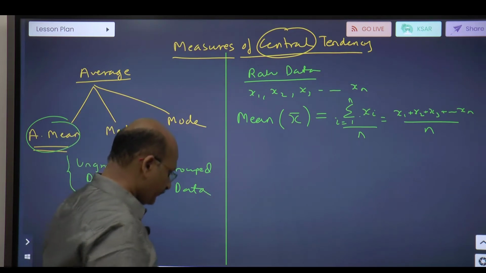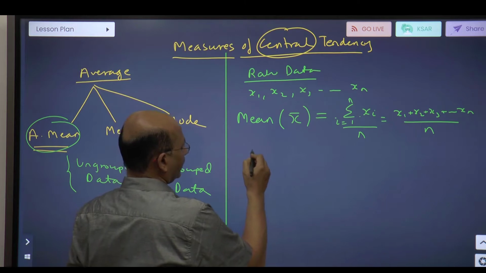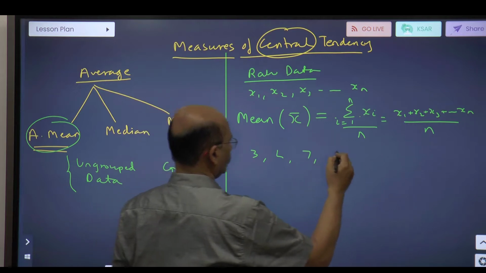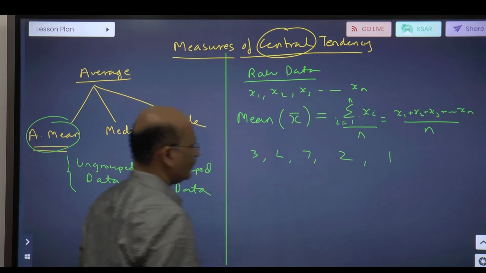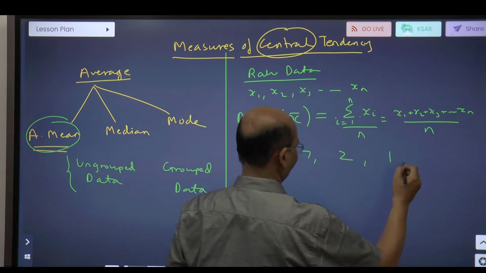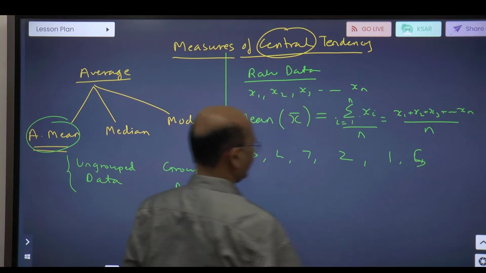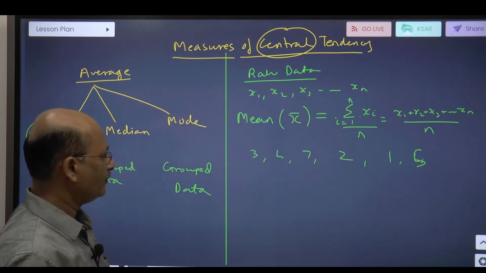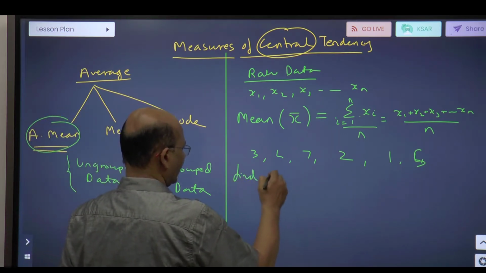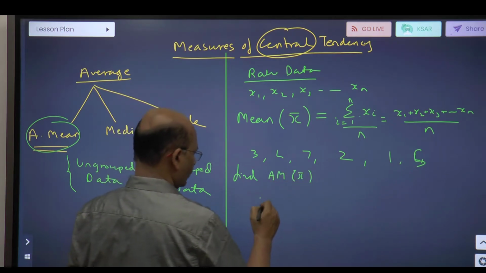For example, I want to share with you, let us say there is data, say 3, 4, 7, 2, 1, and if you want one more, 4 is already there, so you can say 5, right? Okay, you can go ahead. So if I say find the arithmetic mean, or you can also say x bar, what is x bar for this raw data?